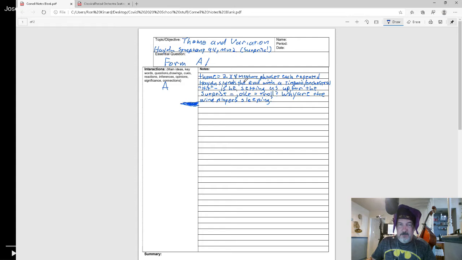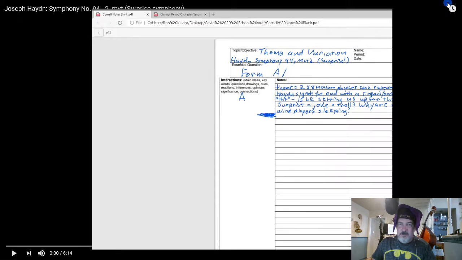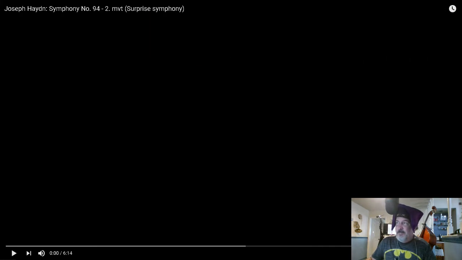Haydn signals the end with a timpani / orchestral hit. And you'll know what I mean by an orchestra hit when you hear it. It's pretty obvious. Is he setting us up for the surprise? Equals joke equals troll. So why are the wind players sleeping? If you watch the wind players during this first section, they appear to be sleeping until something happens. So here we go. Let's get it started.